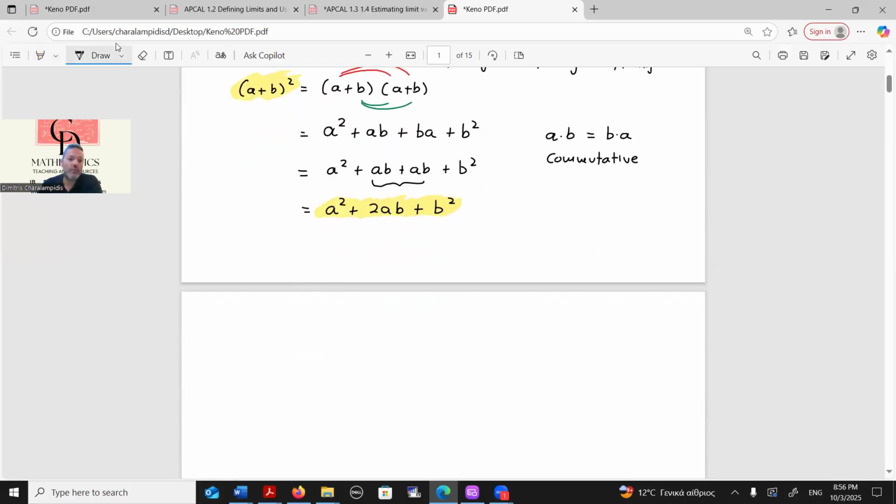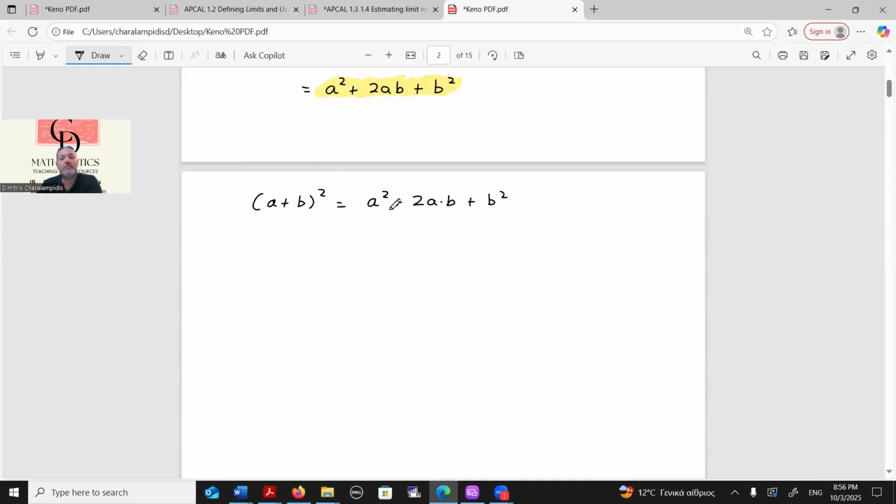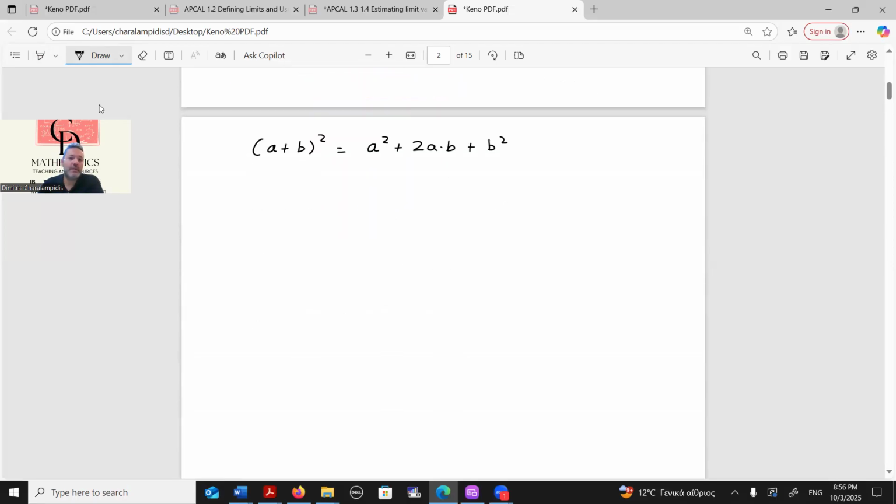Let's see how we can use that properly. Let me write here the formula: A squared plus 2 times A times B plus B squared. And let's work together some examples. Let's begin with x plus 3 squared. You have to understand the meaning of this identity. The meaning is that it can save us some time.